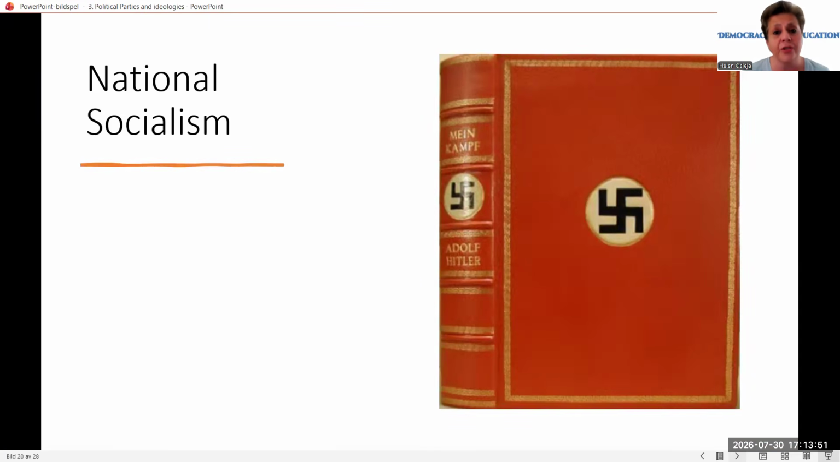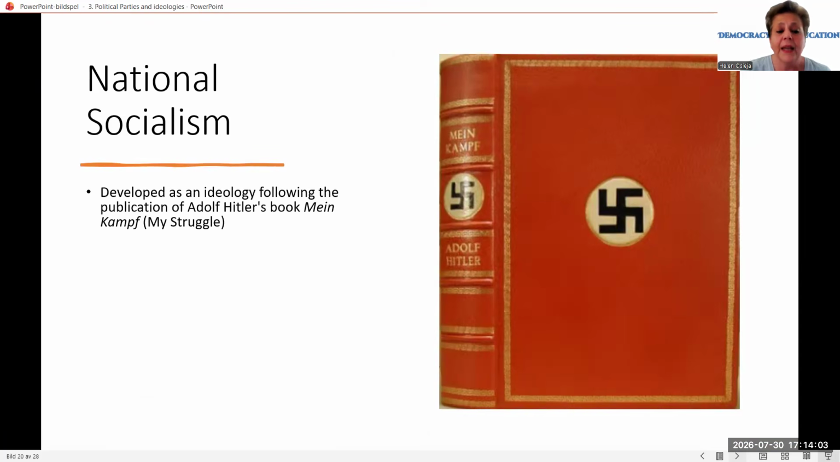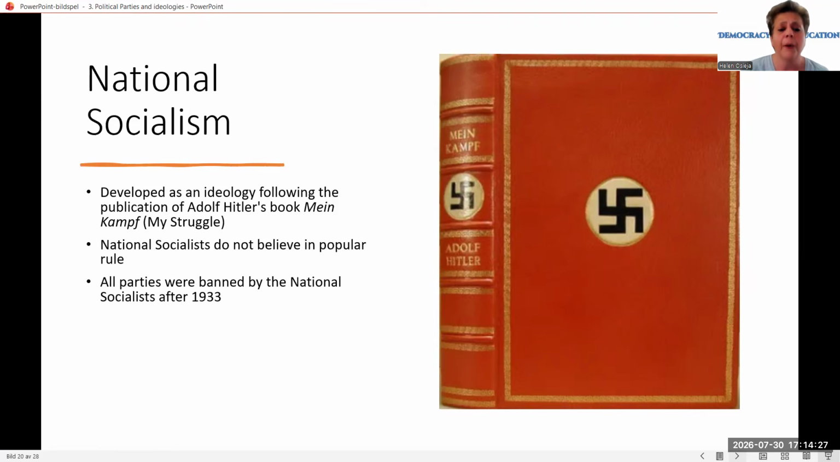And now, National Socialism. Many people know this ideology as Nazism, but the correct name is National Socialism. It developed as an ideology following the publication of Hitler's book Mein Kampf, which in English means My Struggle. National Socialists, like fascists, like communists, do not believe in popular rule. No elections, no pluralism. All parties were banned by the National Socialists in July 1933.